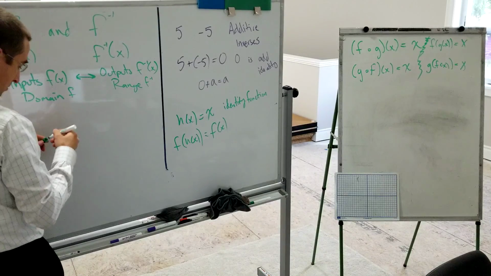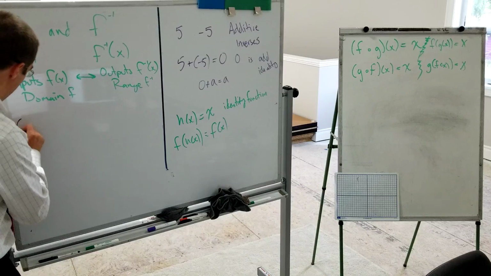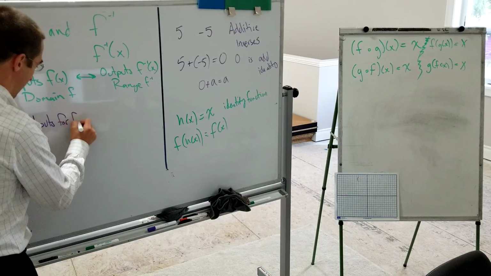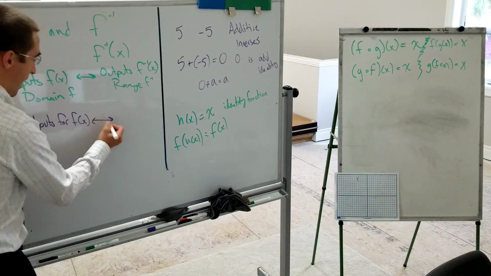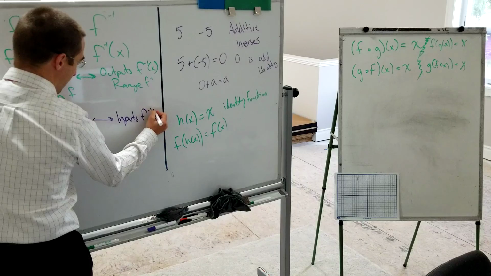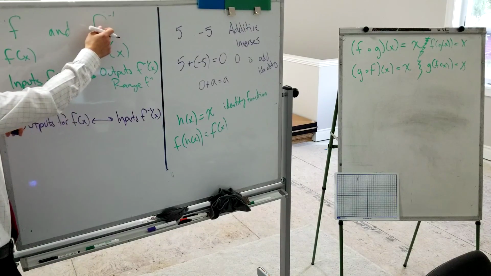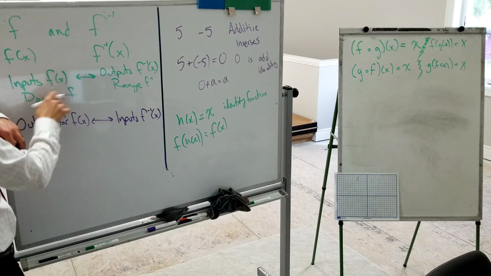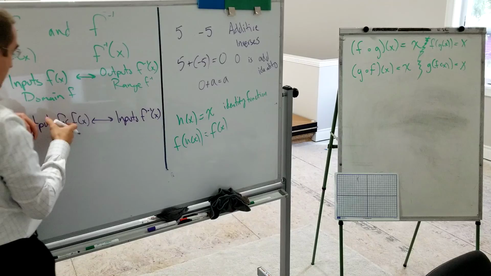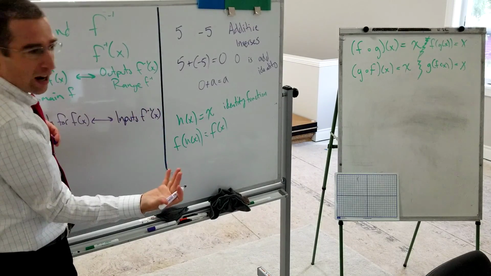And vice versa. And similarly, the outputs for f of x have to match up with the inputs for f inverse of x, because they're doing the opposite. Whatever f does, f inverse does the opposite of. So whatever your inputs are here, those are going to be your outputs there, because that's the opposite. Whatever your outputs are for f, those are your inputs for f inverse, because they're opposites.